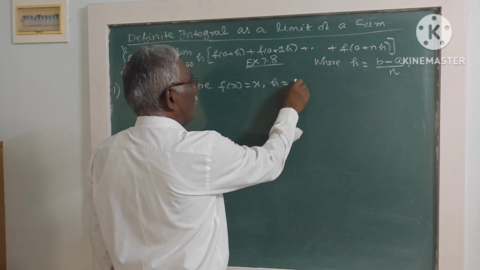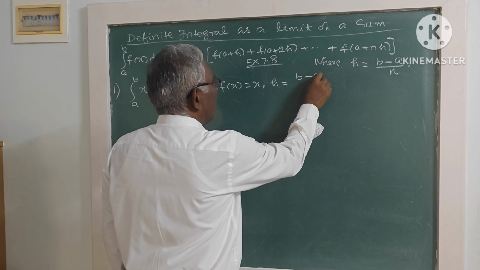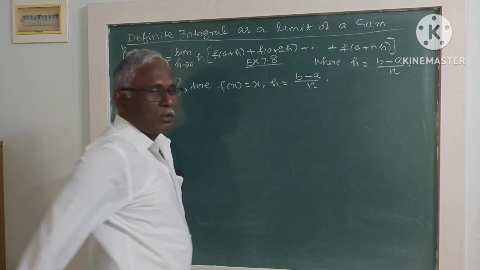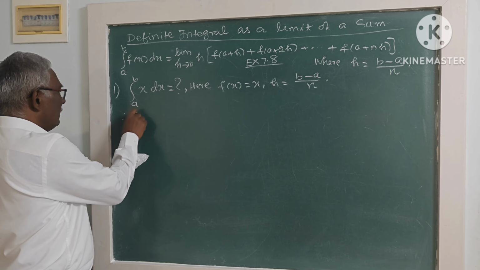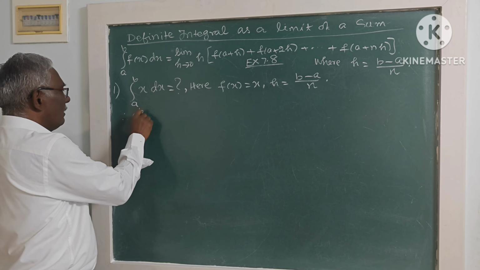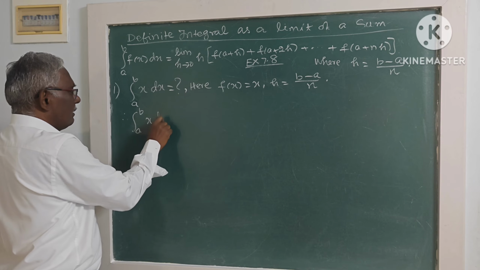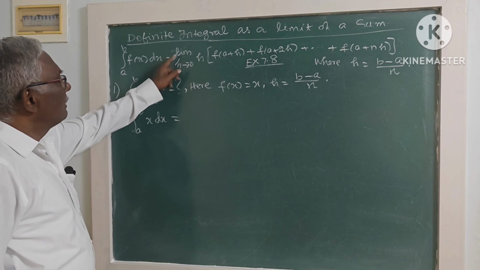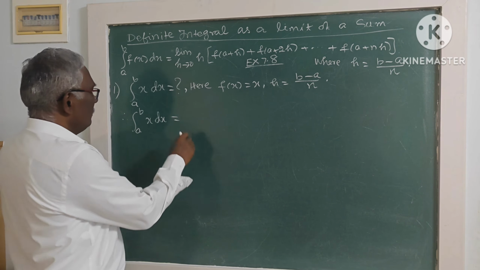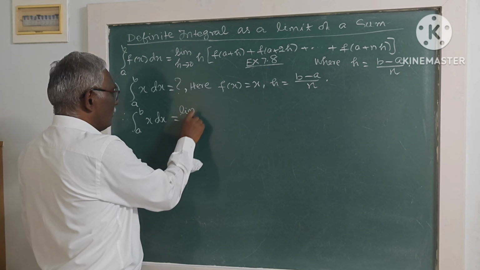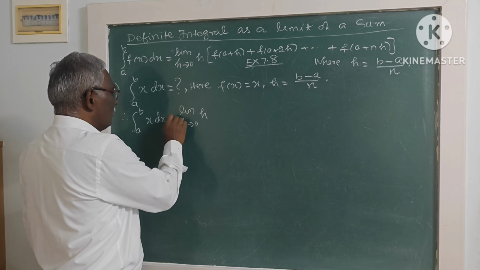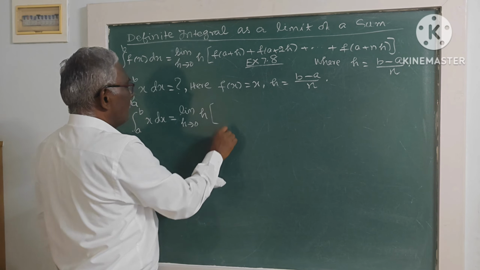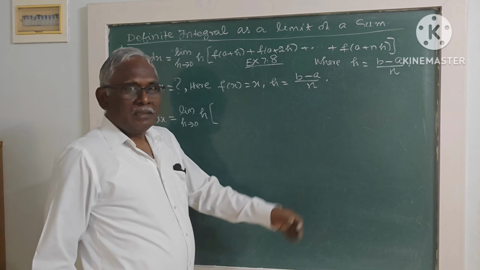And h is equal to (b minus a) by n only. Therefore, integral a to b x dx is equal to limit h tends to 0 h times the sum. Here f of x is x.